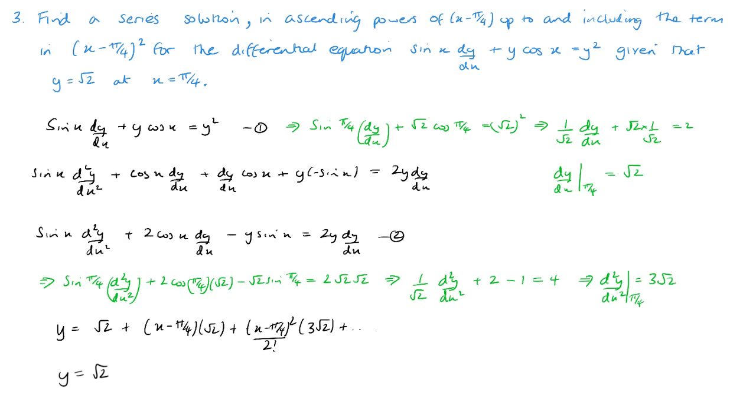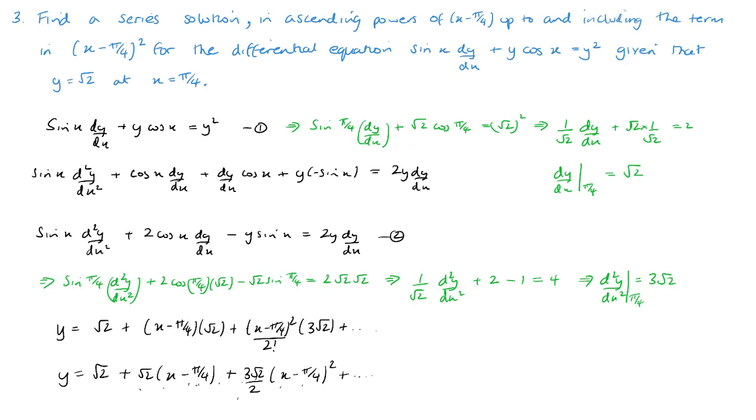So this is y equals root 2 plus root 2 times x minus pi by 4 plus 3 root 2 over 2 times x minus pi by 4 squared. And that there is my series solution. Hopefully you got that one without too much bother.